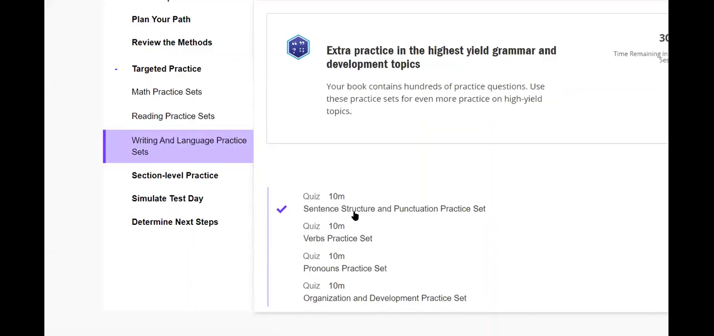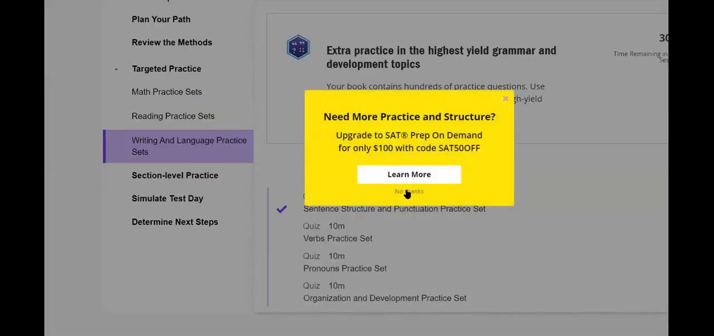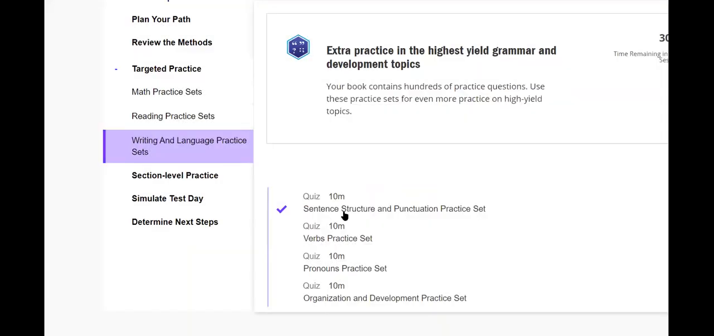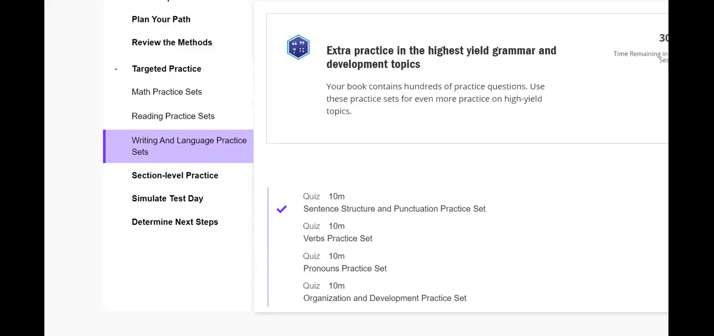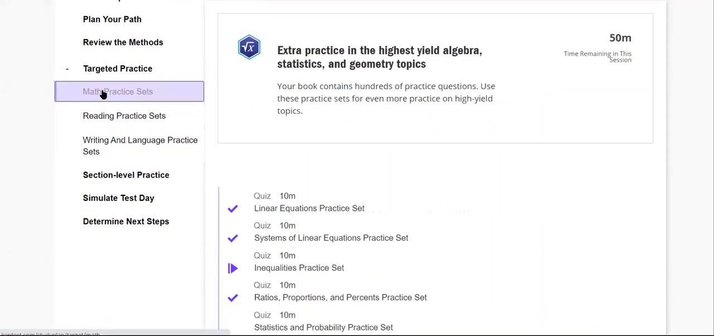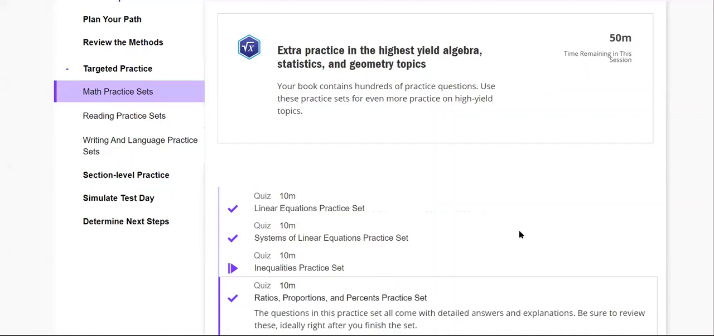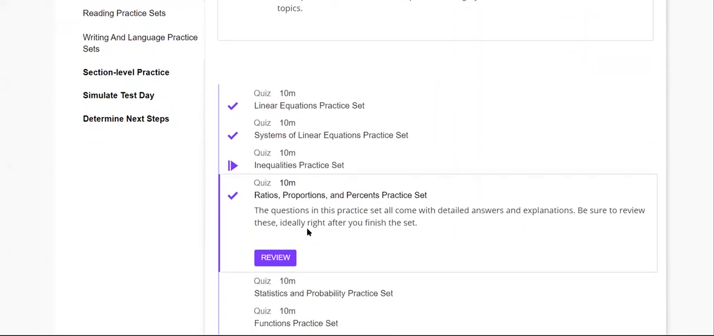Yes, so you did attempt this, right? Sentence structure, or was this done previously? Uh, no, I don't think I did this one. Okay. Coming to maths. You attempted this ratio, proportion, percentage. Yes.